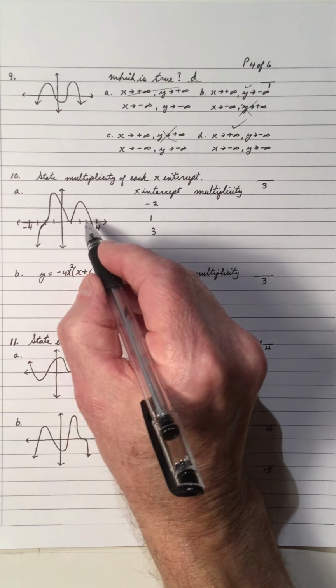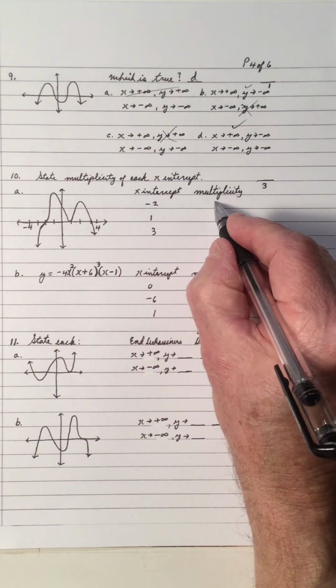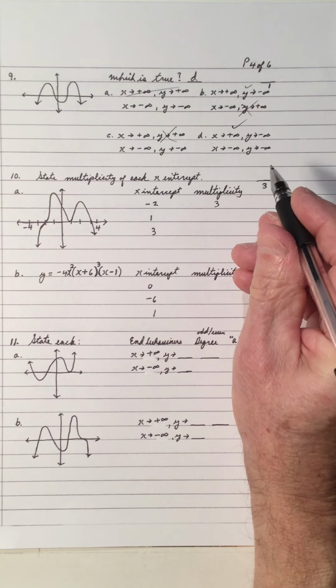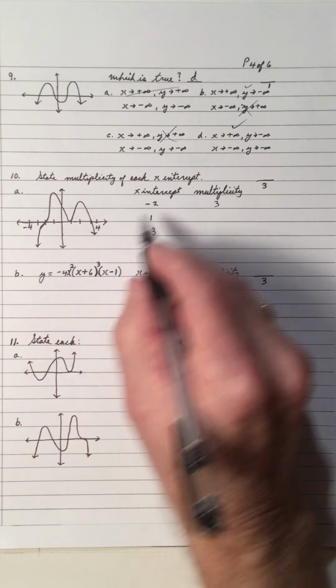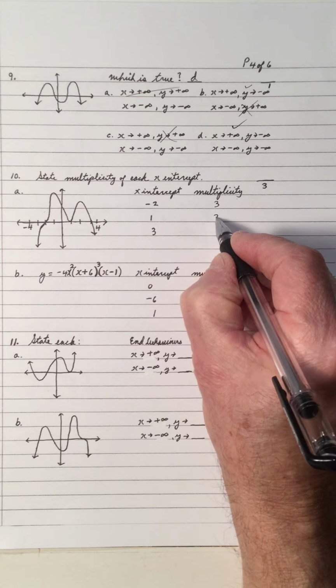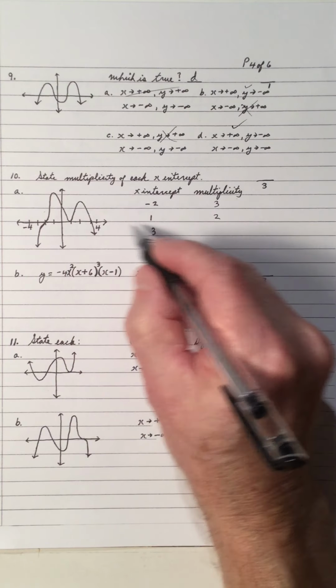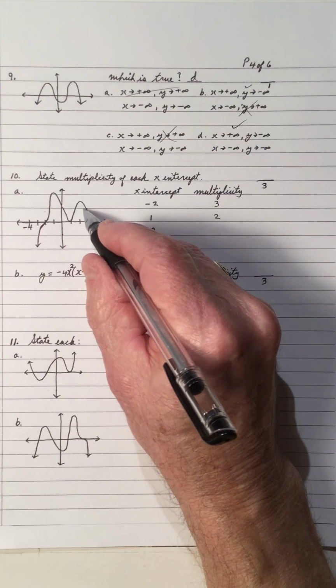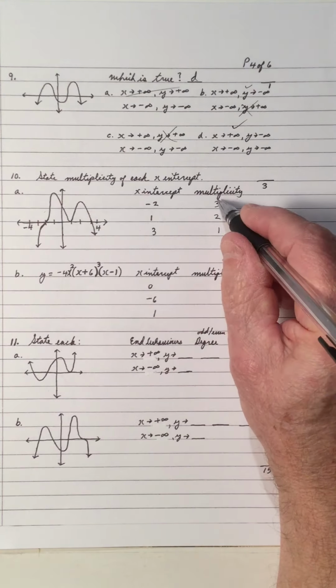Number 10, state the multiplicities of each x-intercept. At -2, right here, that's a sideways s, so the multiplicity is 3, because the degree would have been 3 on the binomial. And at 1, it's bouncing off. It's a 2. It's a parabola. It's tangent. And at x-intercept of 3, which is right here, it's lines going on through, so it's linear, so it's degree 1.